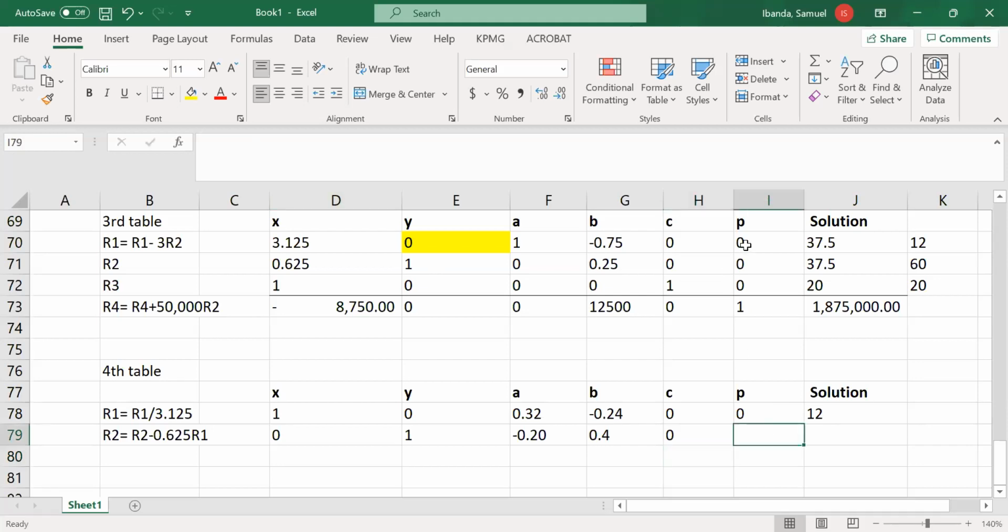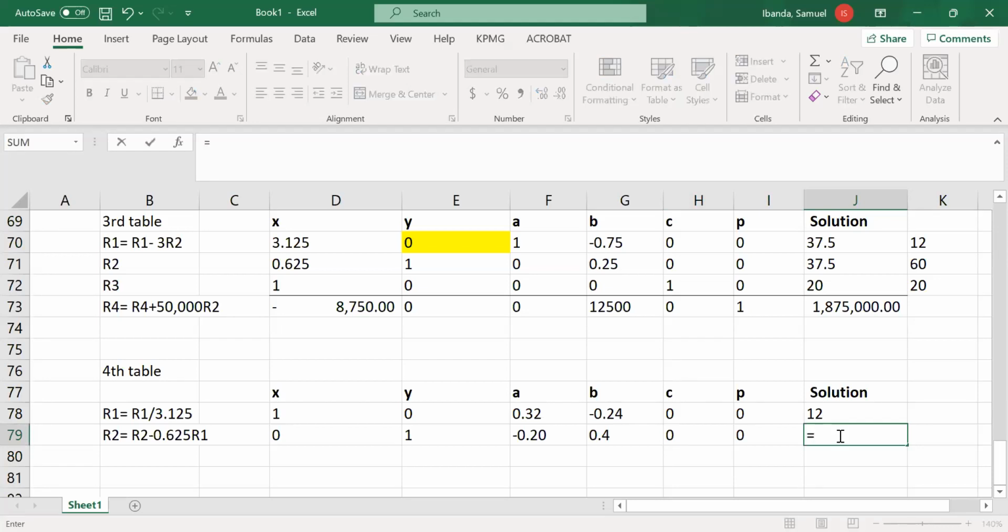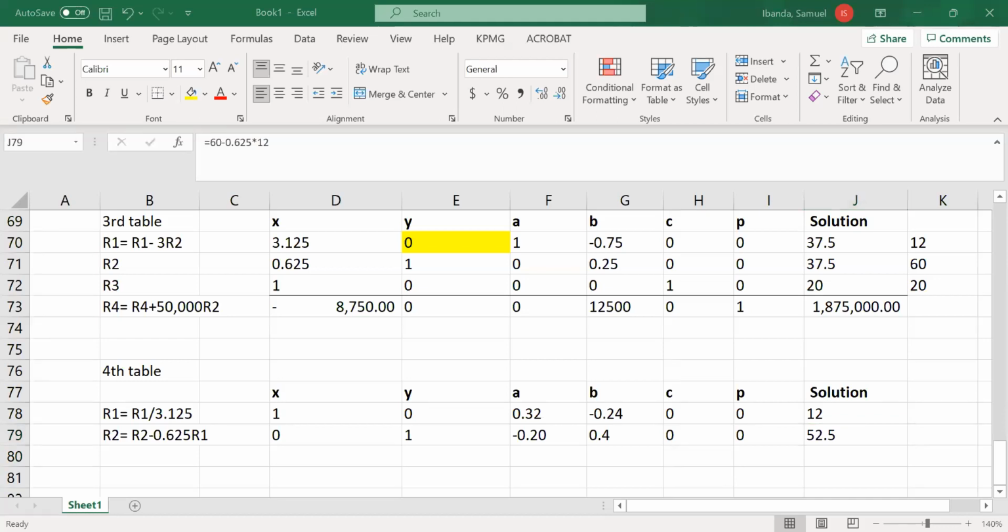Should be the same story here. Now here we have 0 and a 0. Okay, 0 and 0. So this also gives you a 0 when you do the calculation, but you can try it. Then under the solution, I'll just do it. This will be R2, which is 60 minus 0.625 times 12, which is up here. So this gives us a 52. Is it a 52.5? Did I do it right? Let's see.